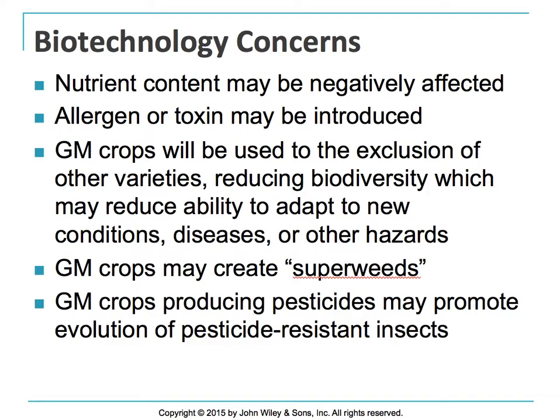So again, like we talked about, drug-resistant bacteria, sort of the same idea. Genetically modified crops producing pesticides may promote the evolution of pesticide-resistant insects. So again, it's all about how the technology is used. It's not the technology itself that's bad, it's how it's actually applied to the food.